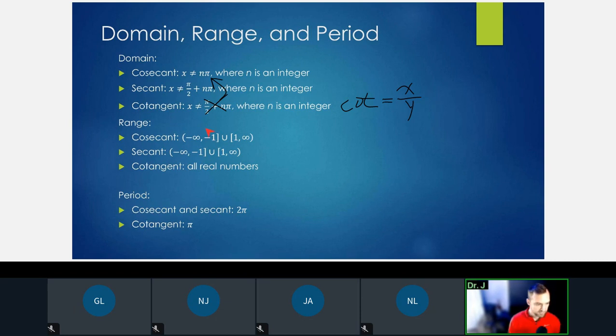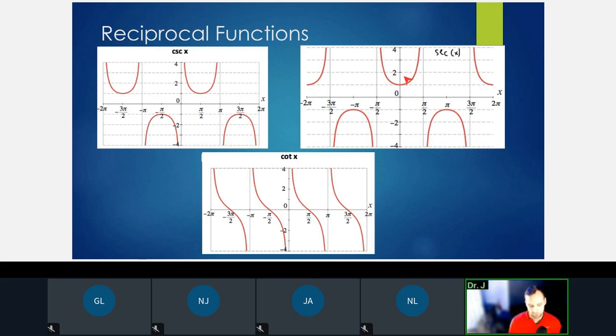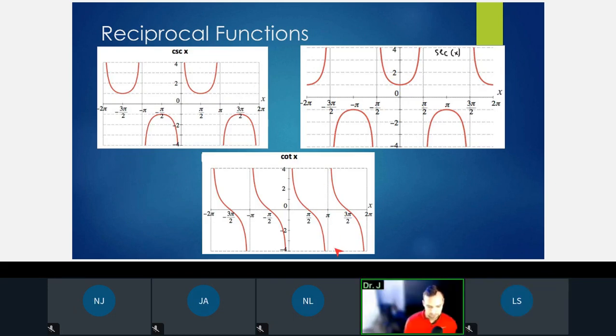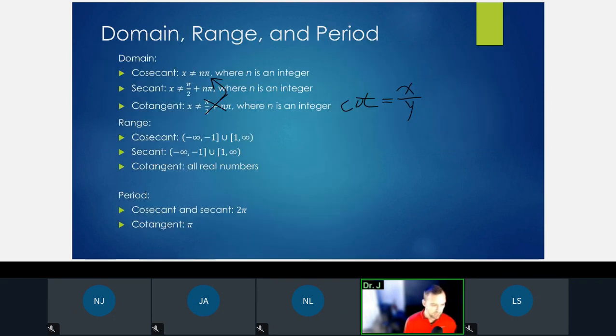Yeah, pulling out the domain and range should be relatively easy when you have the graph to look at. Like if I didn't have these graphs to look at for my range, and you asked me, hey, what's the range of these? I'd be like, I don't know actually. I had to graph it and look. I have no idea.